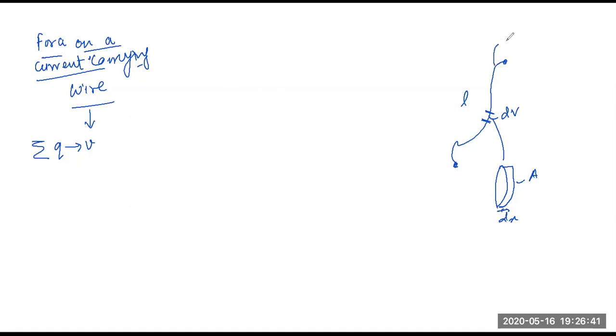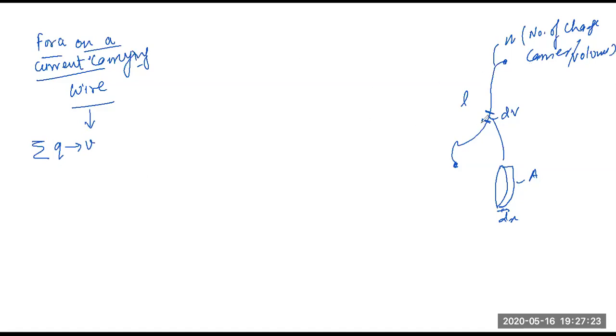Then I defined one thing that was n. Can somebody tell me, for a wire, what was n? In current electricity we did this. What was the meaning of this small n? It was something related to charge carriers. What was it? Number of charge carriers per unit volume, right? So this was basically the number of charge carriers per unit volume.